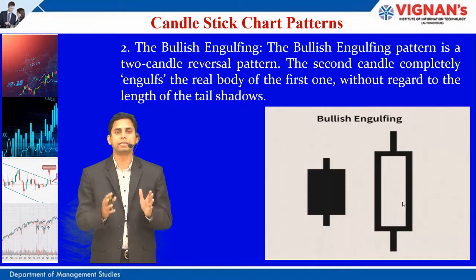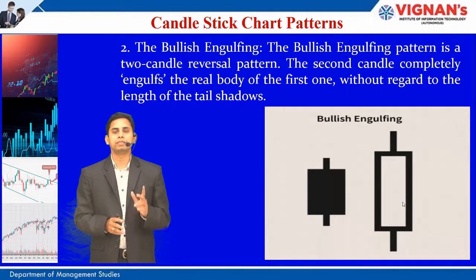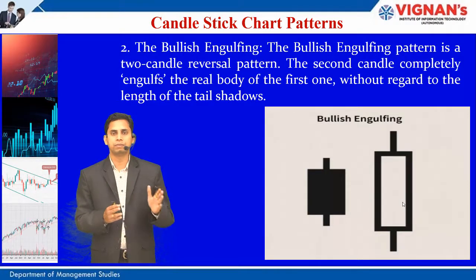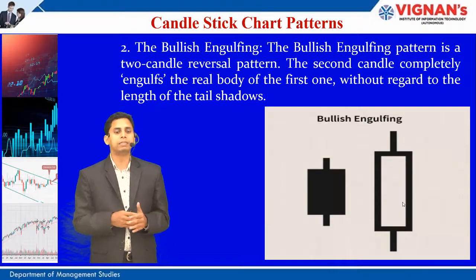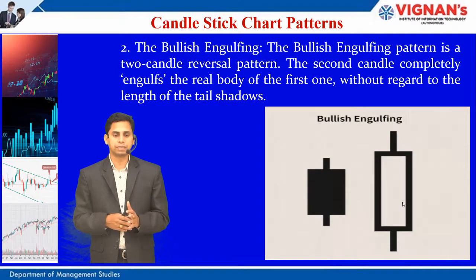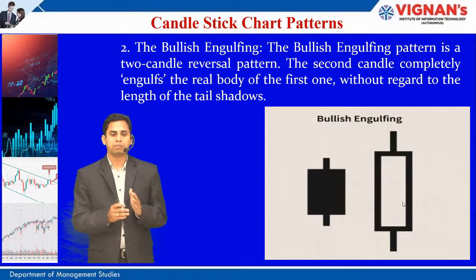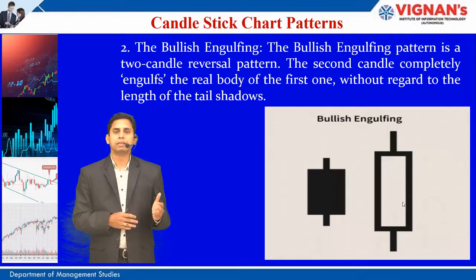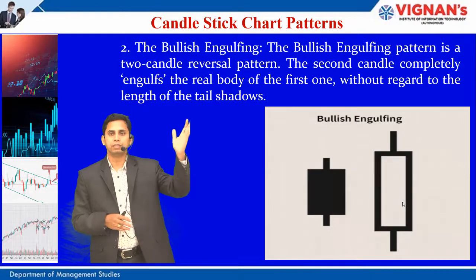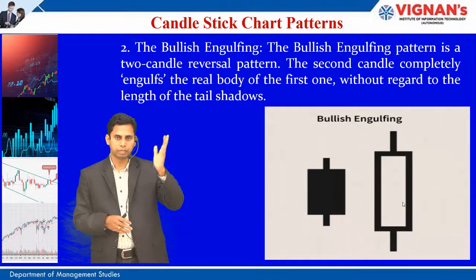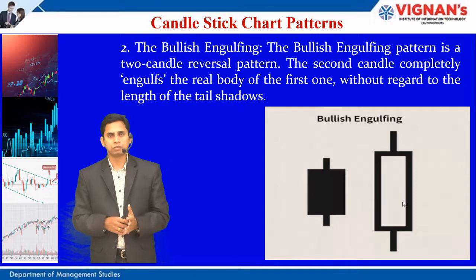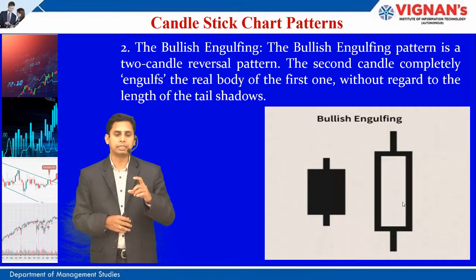The bullish engulfing can be represented by the formation of two candles. It is not just one candle, but it is with the help of the previous candle. The second candle completely engulfs the real body of the first one, without regard to the length of the tail shadows. That candle is known as a bullish engulfing. Say for example the stock is going in a downward direction, and it has formed a red candle like this.